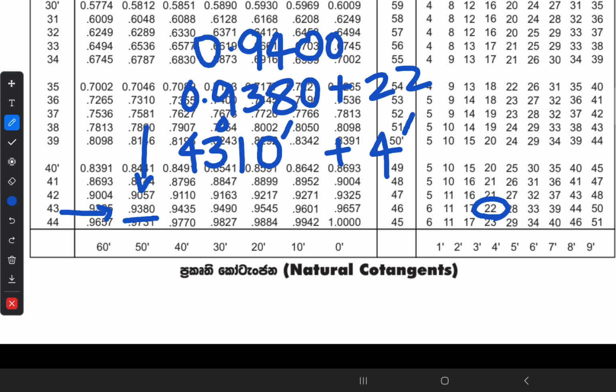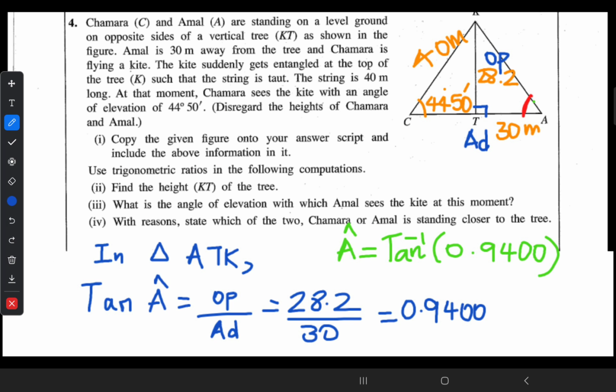We don't have anything other than that because we need 20. There is no 20. So we have to stick with the nearest one, which is 22, fourth mean difference. So finally, the angle we need to consider is 43 degrees and 14 minutes over here. Okay, now we got the angle. So now we have the angle for A, the angle of elevation from Amal, which is 43 degrees and 14 minutes.